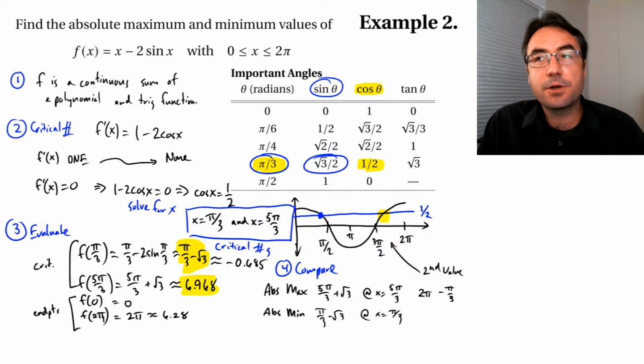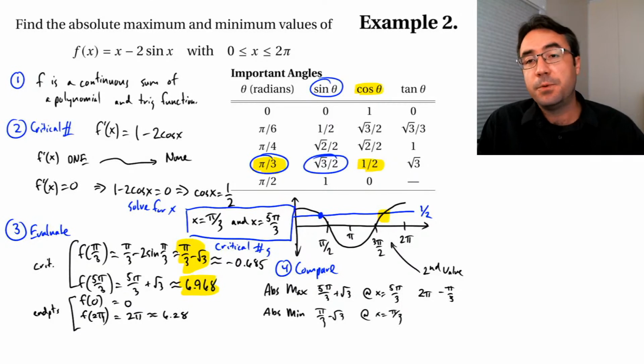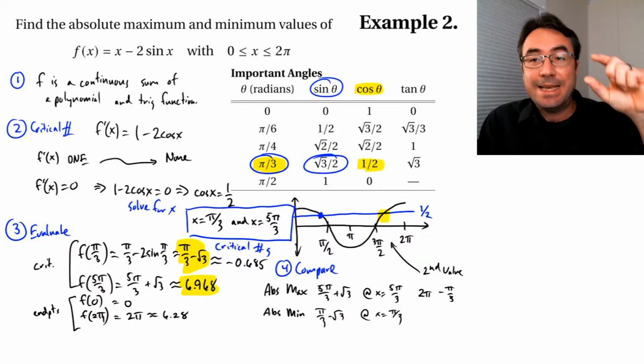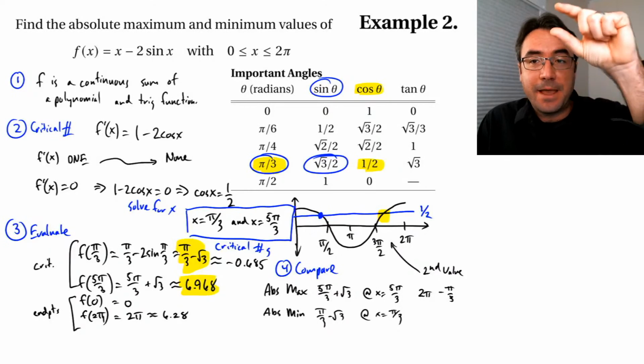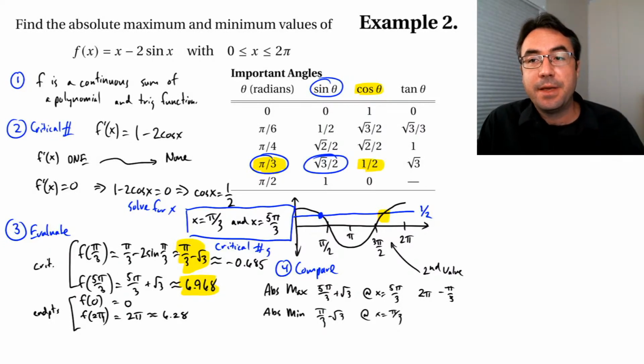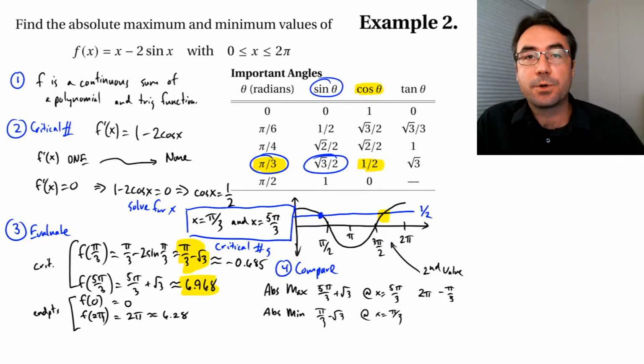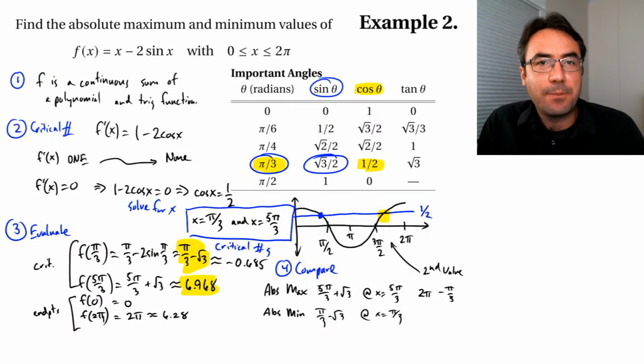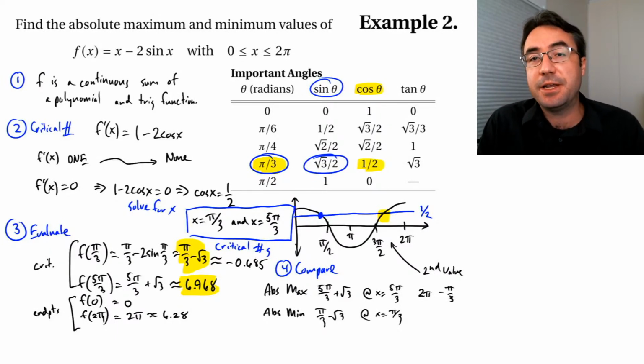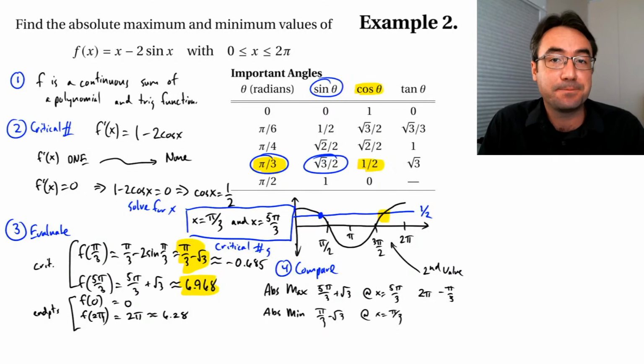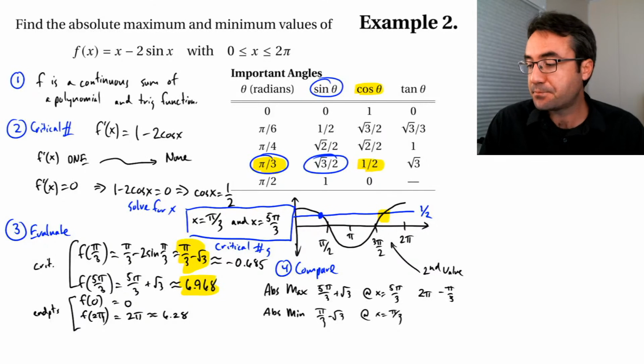So once we have our critical points and our endpoints, we just plug into the original function, figure out what the values are, and then compare all of them and see which one gives us the largest and which one gives us the smallest. All right, so we're going to stop there for today. We'll do a couple more examples of this on Thursday, and then get into talking about intervals of increasing and decreasing. We'll see how to calculate those precisely.